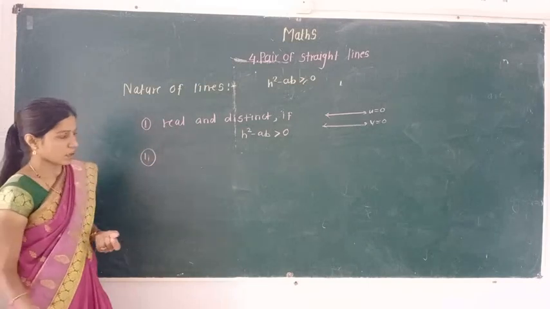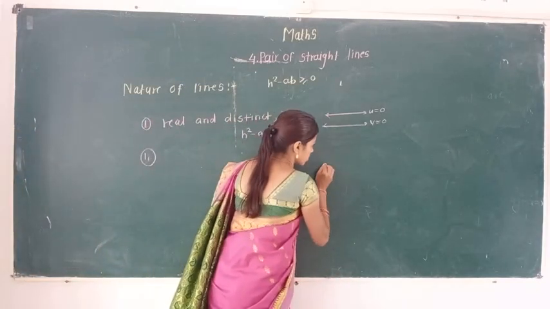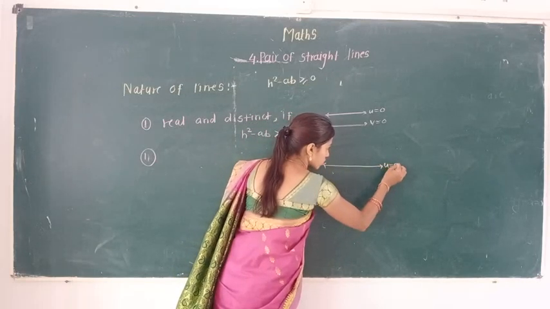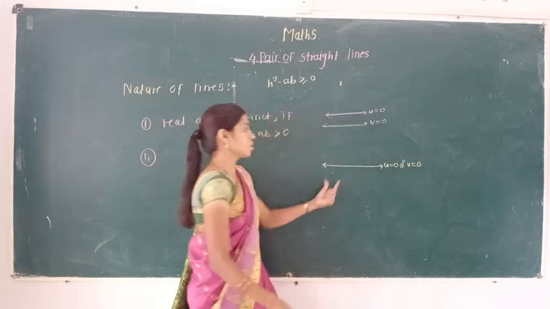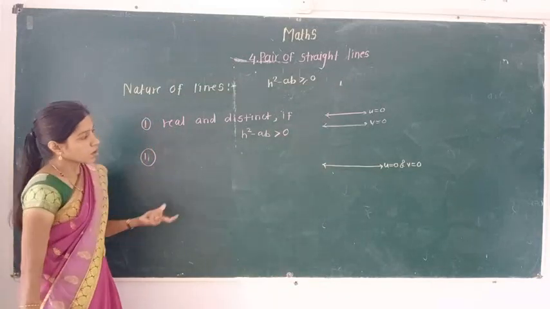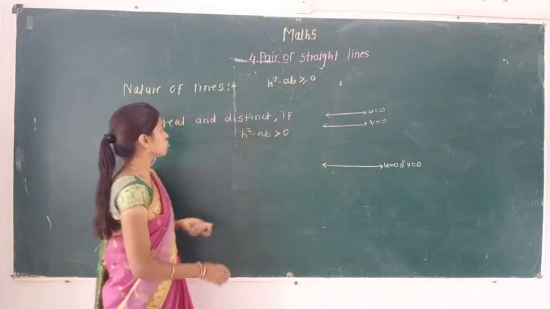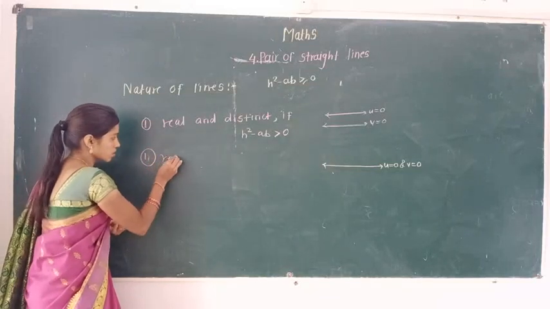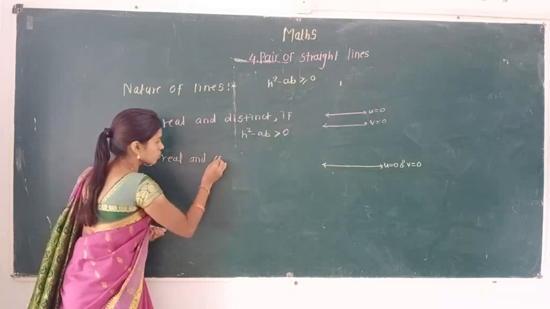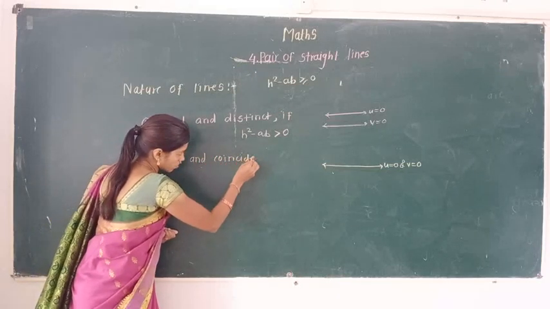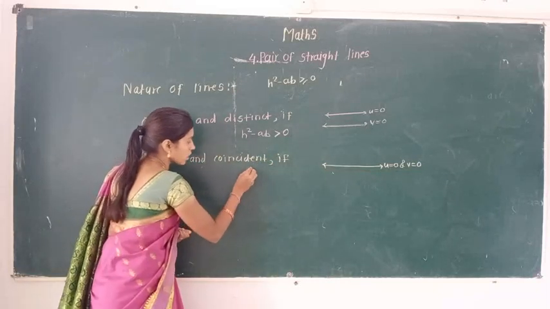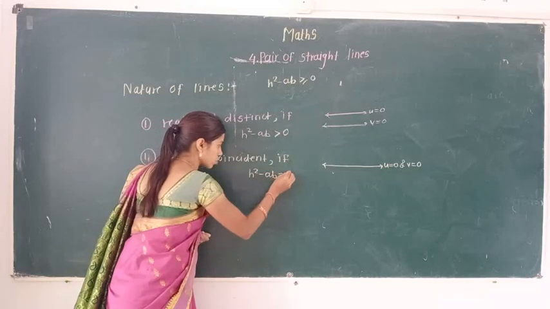Now see the second condition, the lines are coincident, means here is the line u equal to 0 and v is also equal to 0. If both lines are at the same place, we have to satisfy the condition that roots are real and coincident. The condition is satisfied if h square minus ab is equal to 0.